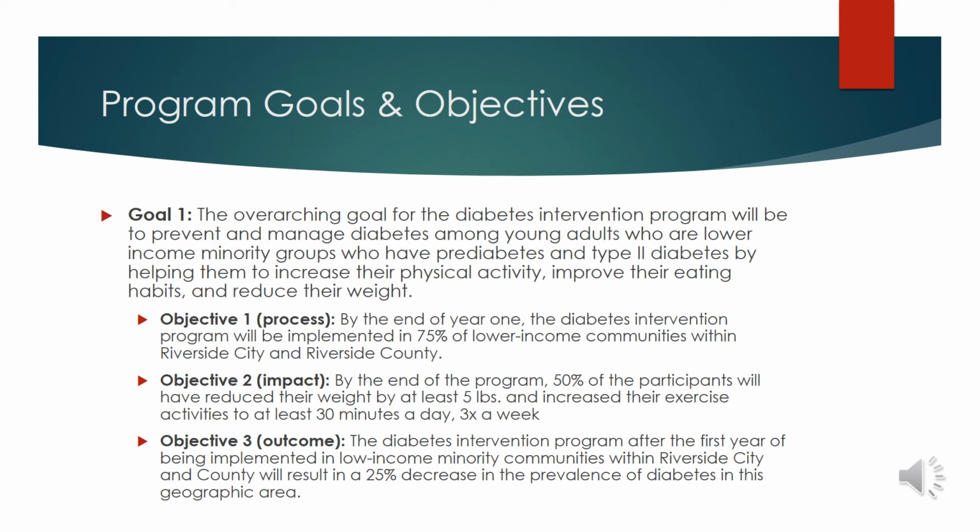The first goal for the diabetes program will be to prevent and manage diabetes among young adults who are lower income minority groups who have prediabetes and type 2 diabetes by helping them to increase their physical activity, improve their eating habits, and reduce their weight. The first process objective will be by the end of year 1, the diabetes intervention program will be implemented in 75% of lower income communities within Riverside City and Riverside County.